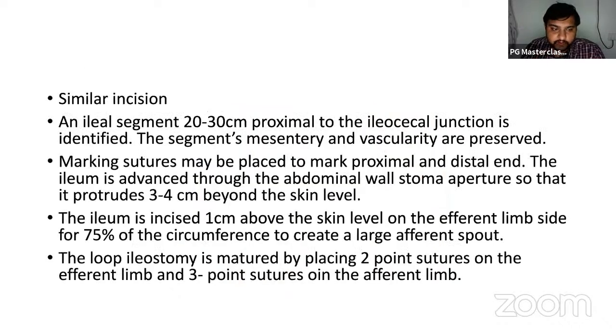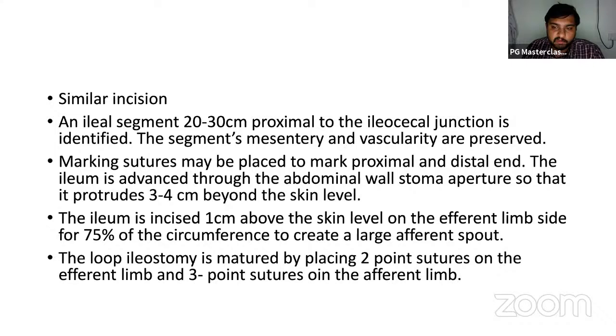Once the two-finger widening is done, the loop of ileum, approximately 20 to 30 centimeter in length and 20 to 30 centimeter proximal to the ileocecal junction, is brought out. Or in cases of enteric perforation, we directly bring out the ileal segment and exteriorize the perforation. Approximately 20 to 30 centimeter of ileum is brought out, such that the segment's mesentery and vascularity are preserved. Now, marking sutures may be placed to mark the proximal and distal end if a junior is doing surgery.